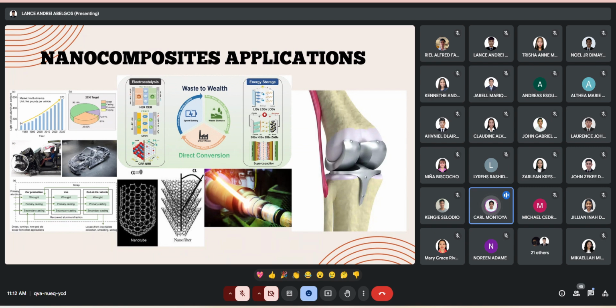Ngayon, for the application naman po ng ating nanocomposite, pwede po natin siya gamitin sa electrocatalyst in batteries for energy saving, lightweight materials for less fuel consumption, or pwede rin sa artificial joints, economically beneficial, and carbon nanotube, most widely used nanomaterial, which can be made as nanocomposite fibers.